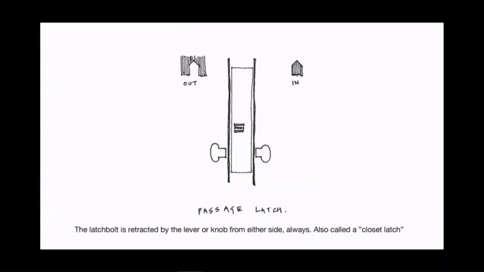Now there are other types as well. This one's called a passage latch. And this one is something where it doesn't lock, there's no lock at all. It doesn't lock from either side. So there's a lever or a knob on one side, a lever or a knob on the other side. And it's also called a closet latch because it's for something like a closet where you don't necessarily ever need to lock the door, for, say, a bedroom closet.